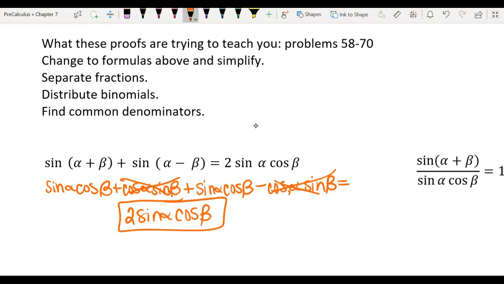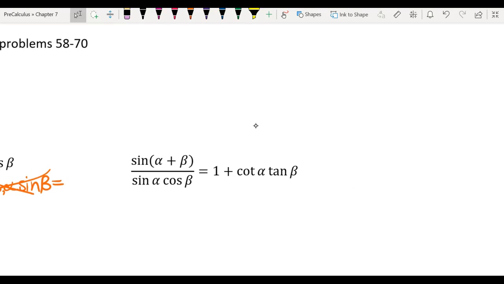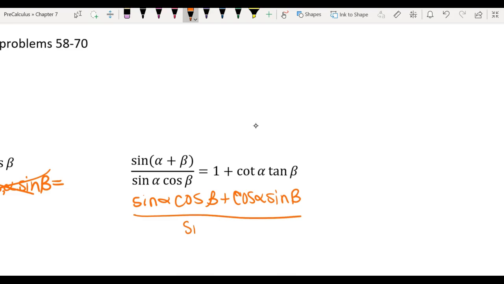Do you guys want to do this one quick? Yeah. This one's a two-stepper as well. So I copy down this plus formula that I already have here. So I have sine of alpha cosine beta plus cosine alpha sine of beta all over sine of alpha cosine beta.